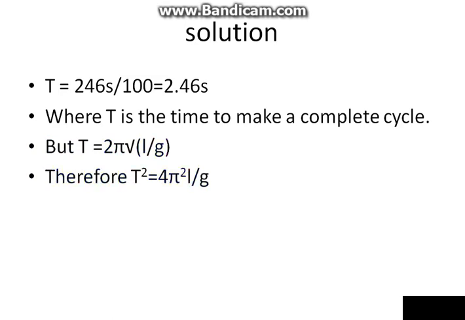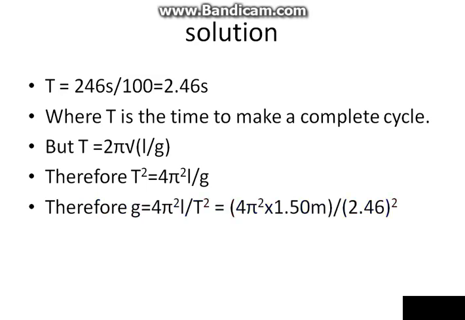Therefore, T² equals 4π² l over g. Therefore, g equals 4π² l over T², which equals (4π² times 1.5 meters) over (2.46)², which we now have as 9.79 meters per second squared.